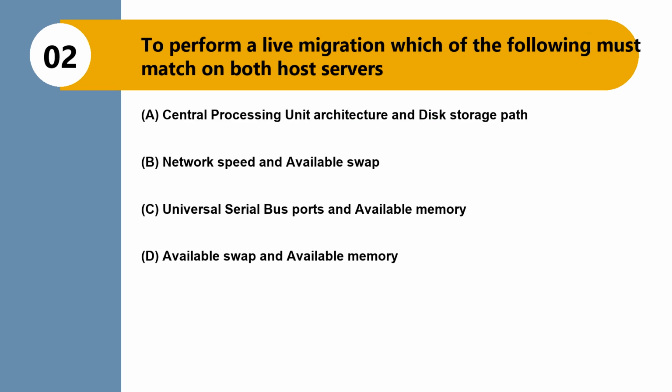Question 2. To perform a live migration, which of the following must match on both host servers? Option A, central processing unit architecture and disk storage path. Option B, network speed and available swap. Option C, universal serial bus ports and available memory. Option D, available swap and available memory. The correct answer is option A, central processing unit architecture and disk storage path.